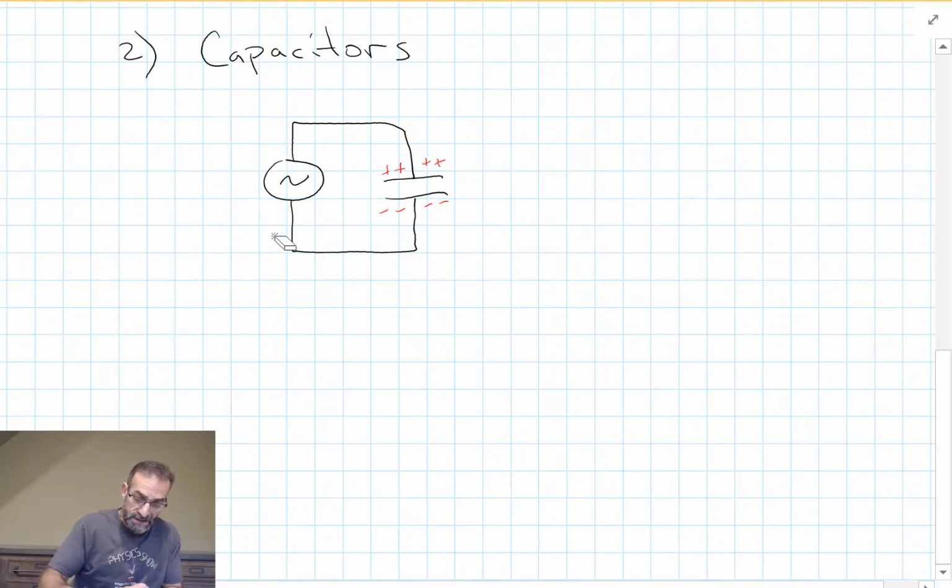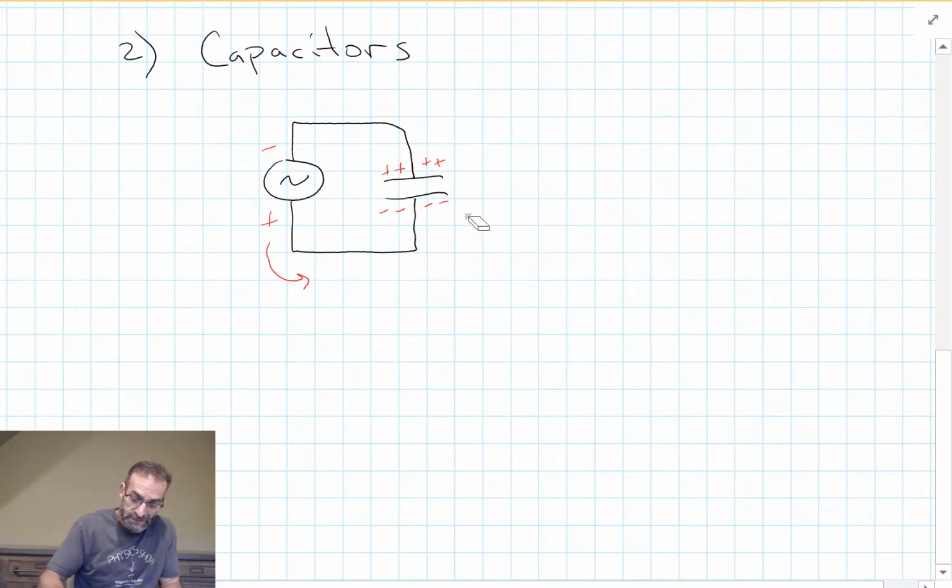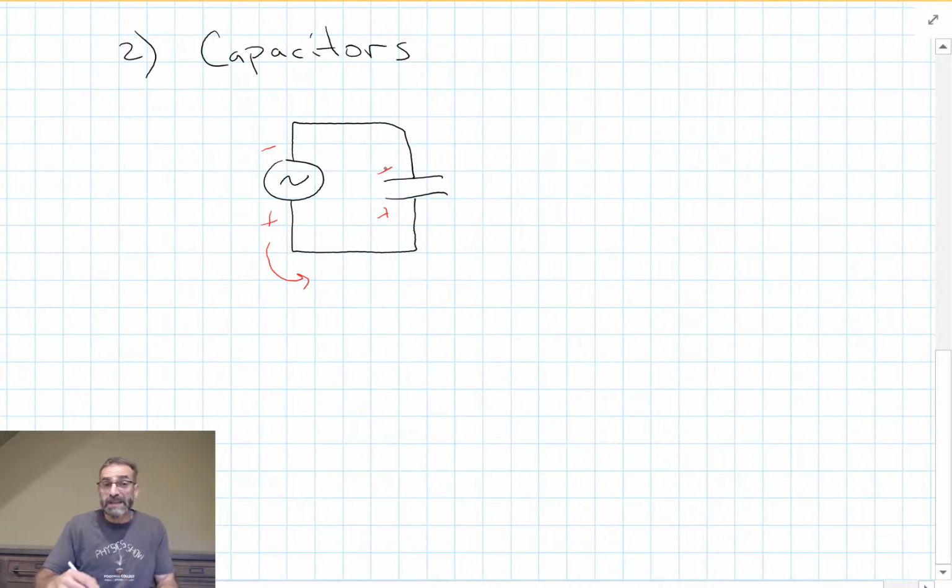But then we can flip the potential on our power supply. That's what happens in an AC circuit. And now current is flowing this way. And so the positives start to build up on the lower plate. And the first ones flow very easily. And then it starts to get harder and harder.